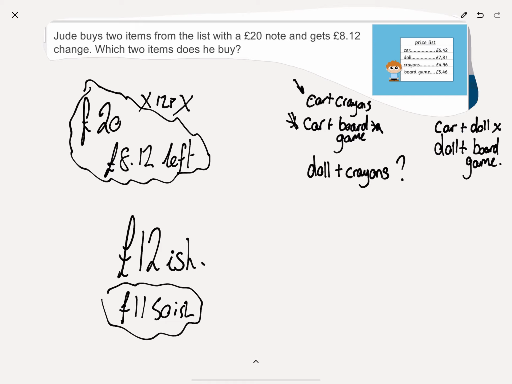Okay, so £20 subtract £8.12 I need to do. Well, let's do 20 subtract 8, which is 12. Oh no, sorry, he's got £8.12 left. That 12p is throwing me something wicked today. If he gets £8.12, 20 subtract £8.12.